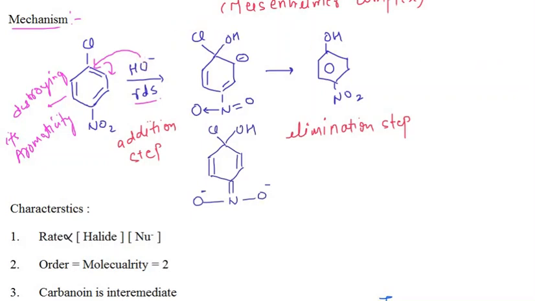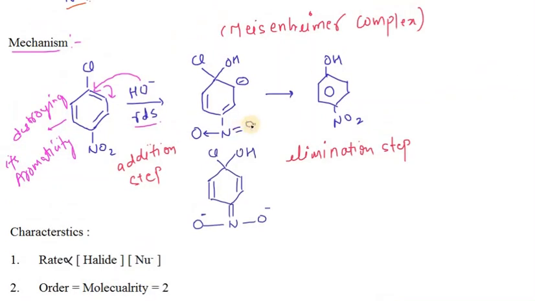Now the intermediate that forms is known as the Meisenheimer complex. In the Meisenheimer complex, this is again going to come into resonance. In the further resonating structures, there will be a negative charge on this side, then a negative charge will be on this side.